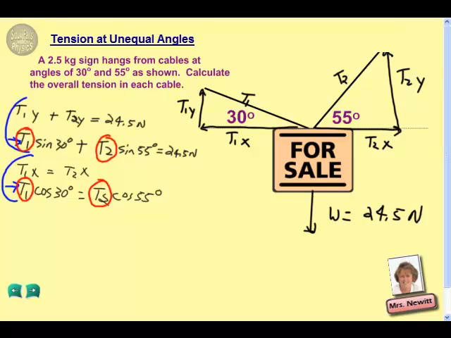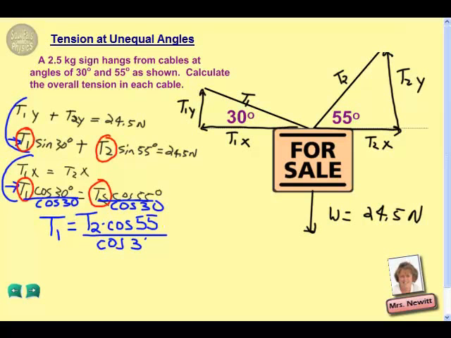In this case, probably substitution is going to be the easiest. And the easiest one to start with here will be our second equation. So we'll write out here T1 equals, we'll divide both sides by the cosine of 30. And so if we divide both of these by the cosine of 30, we end up with T1 equals T2 times the cosine of 55 divided by the cosine of 30.